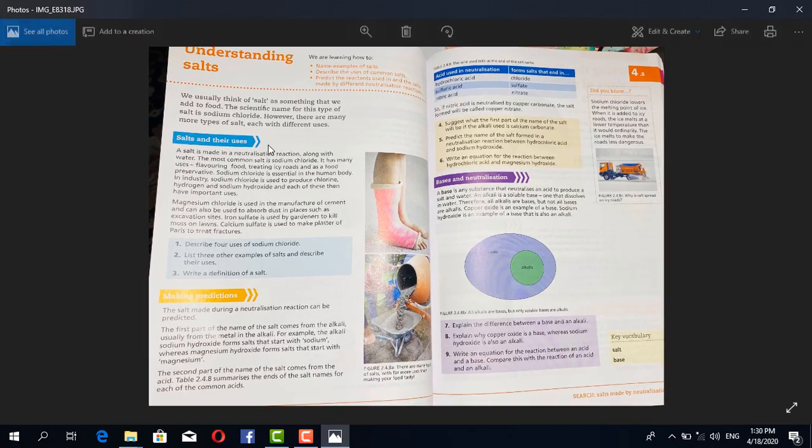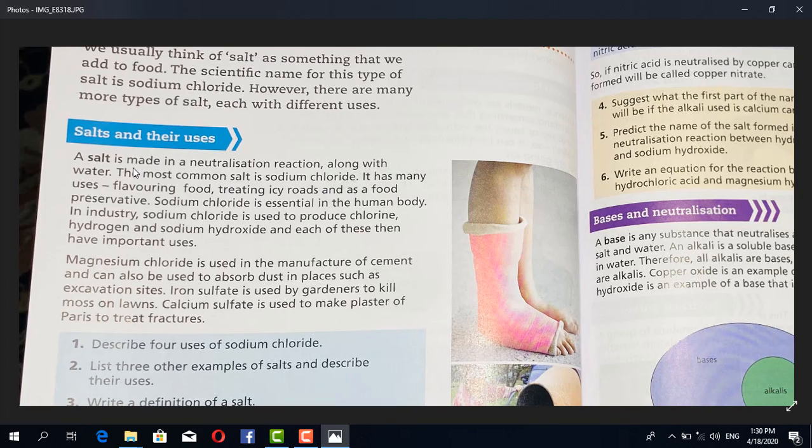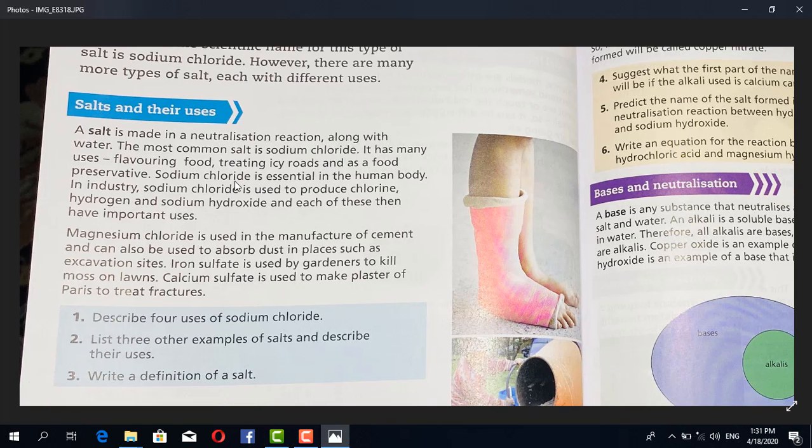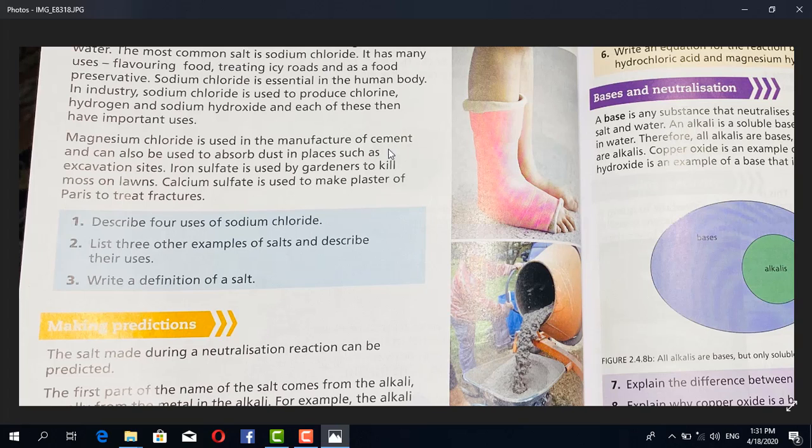So, salt has many uses: flavoring food, treating icy roads and as a preservative. Sodium chloride is also essential in the human body and in industry. Sodium chloride is used to produce chlorine, hydrogen and sodium hydroxide, and each of these has its own important uses. Magnesium chloride is used in the manufacture of cement. Iron sulfate is used by gardeners to kill the moss on lawns, and calcium sulfate is used to make plaster of Paris to treat fractures. This is plaster of Paris, the one used when someone has a broken leg or arm.